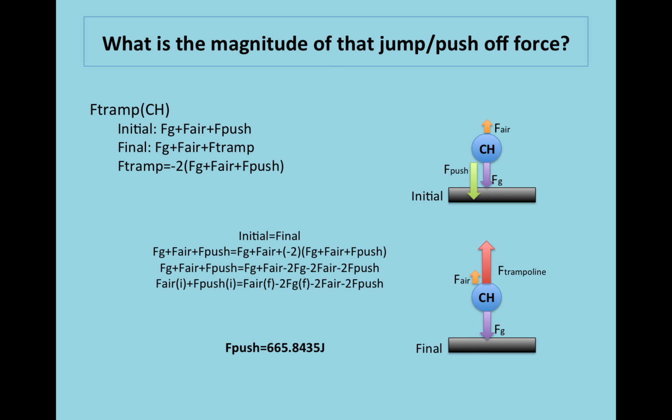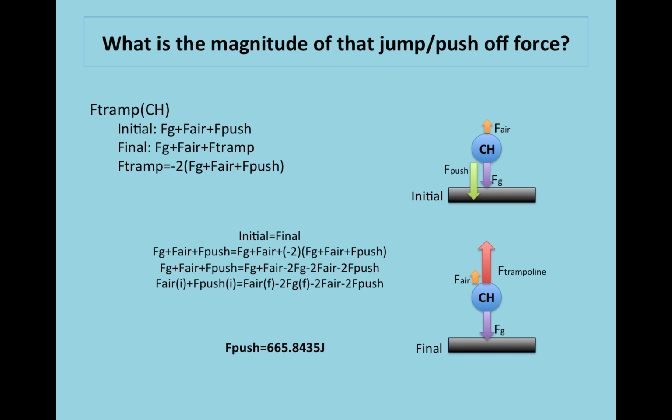If we look at the force of the trampoline, including all of the interacting forces, we can identify initial and final positions to ultimately solve for the push force. To find the magnitude of CH's push-off force, the initial position is just before touching the trampoline from the fall, and the final position of interest is the moment when the object receives the full force of the trampoline.